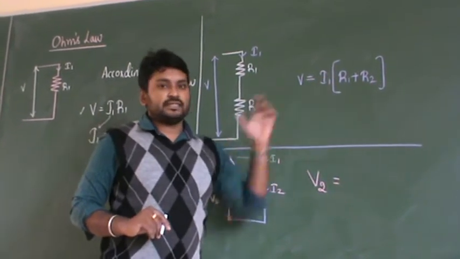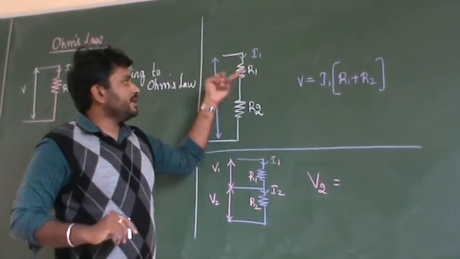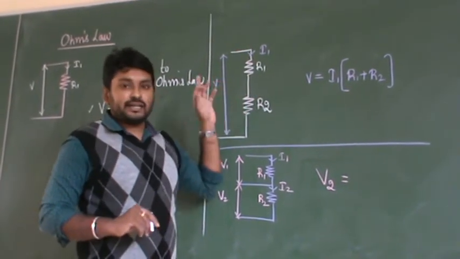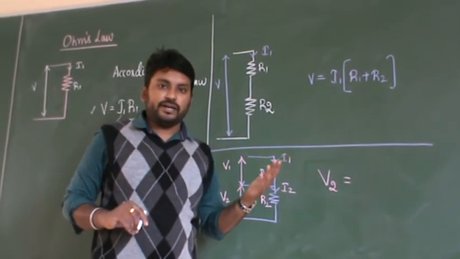But what is the resistor? The resistor is a combination of these two. It is R1 and R2. If these two resistors are connected in parallel, then that will be a different equation.